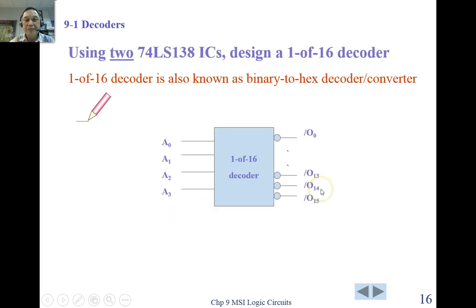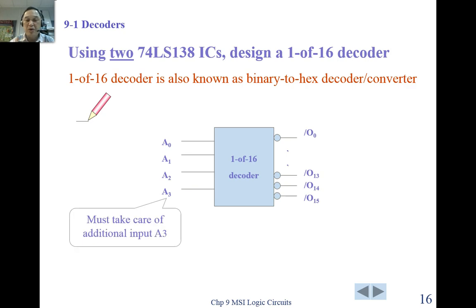For example, a simple example, 1 of 16. They want you to design a 1 of 16 decoder. What you need to do? Do this on paper first. That means it's 16 outputs. Am I correct? 2 to the power n is equal to 16, then n is equal to 4. So you need 4 inputs to represent 16 outputs.